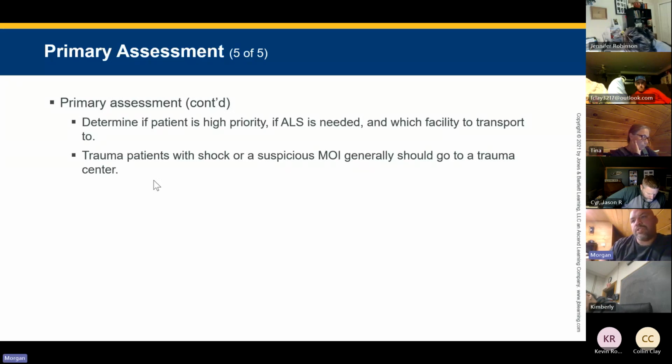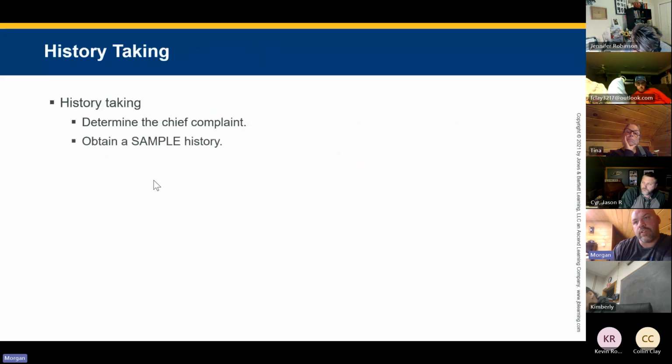Trauma patients with shock or suspicious MOI generally should go to a trauma center. So, yeah, DART or Maine Med for us up here. But if you're in a larger area, like the closest appropriate facility, that's gonna be a test question over and over again. Closest appropriate facility.